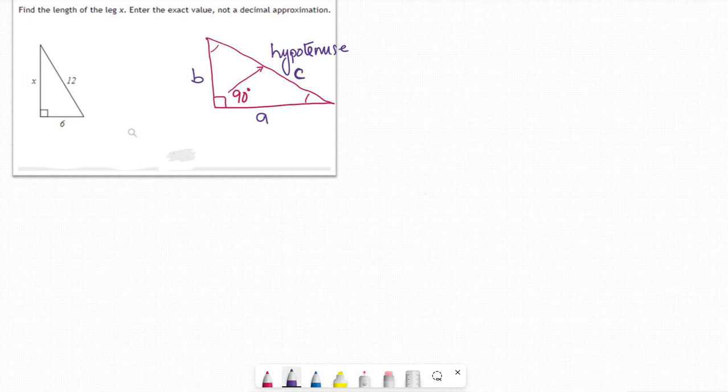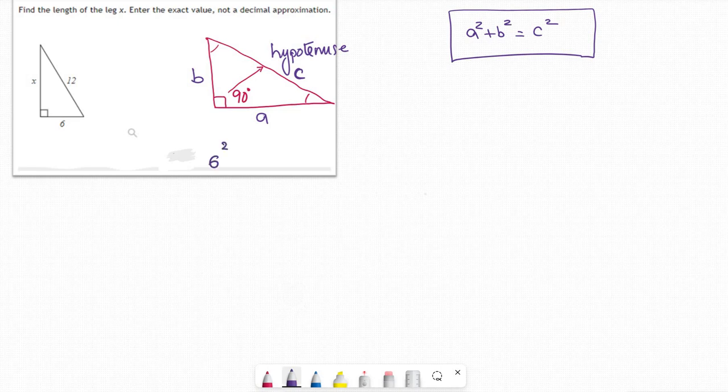A, B, C is connected by the Pythagoras theorem. What is the Pythagoras theorem? A square plus B square is equal to hypotenuse square, C square. And that is the Pythagoras theorem, and it is true for all right triangles. So whenever we have a right triangle, that will obey this theorem. In this triangle, we can see that this is a right triangle, so we can apply that theorem here.